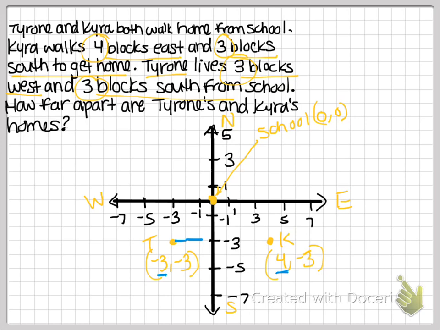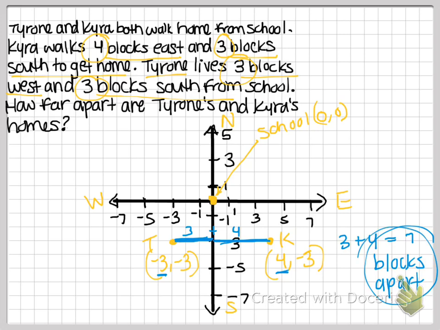So if I'm at negative 3, it's going to take me 3 blocks just to get to 0, and then an additional 4 blocks from 0 to get to Kyra's home. So here's my 3, and here's 4. Add those together. 3 plus 4 blocks equals 7 blocks. Much better. So they are 7 blocks apart.